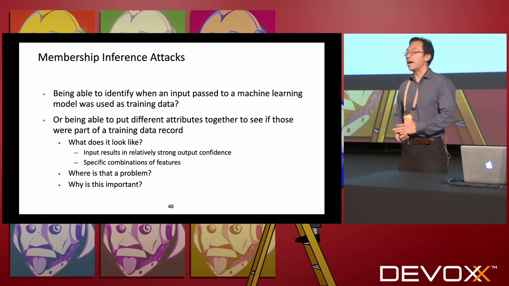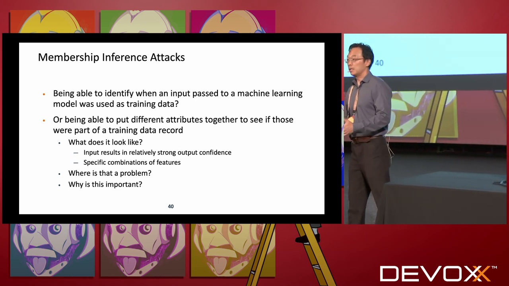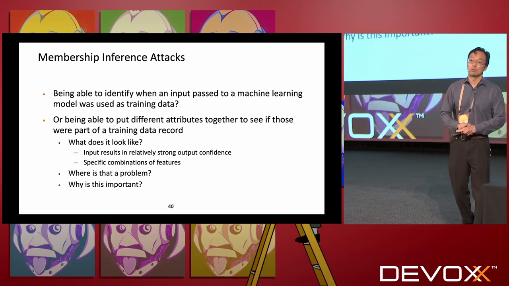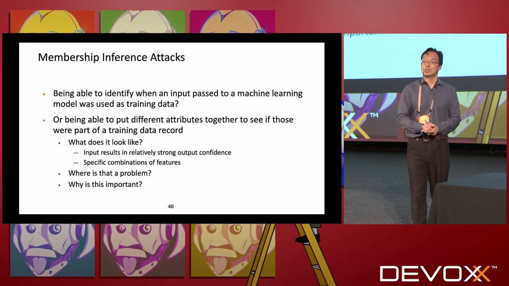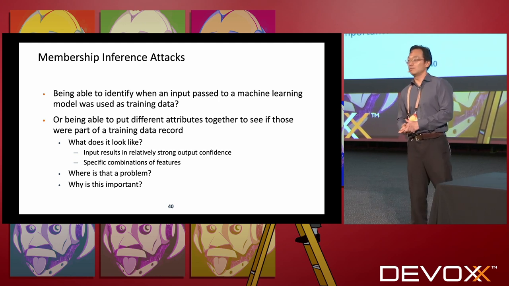Can anyone tell me why knowing if training data was used in your model, or leaking this information, is important? What kind of application where you have training data that would be sensitive would it be bad?